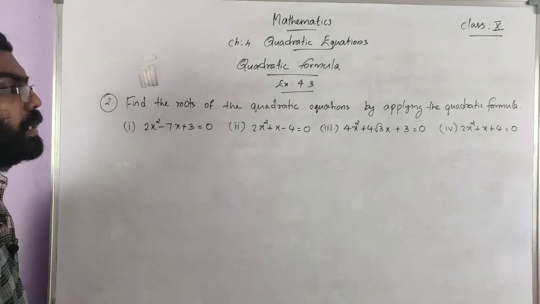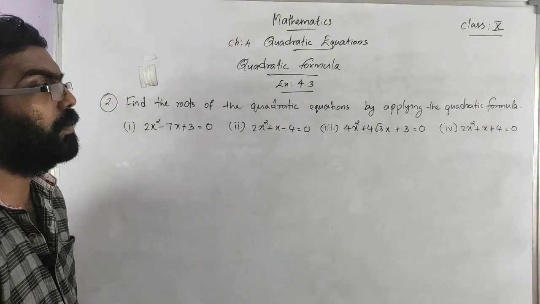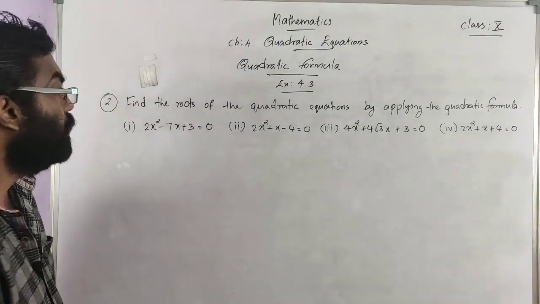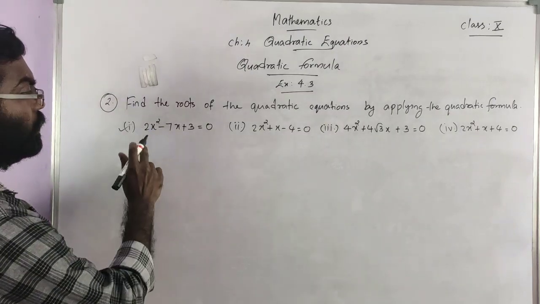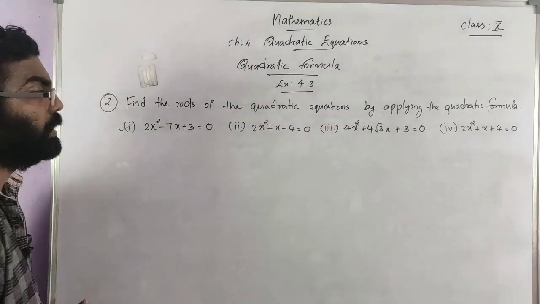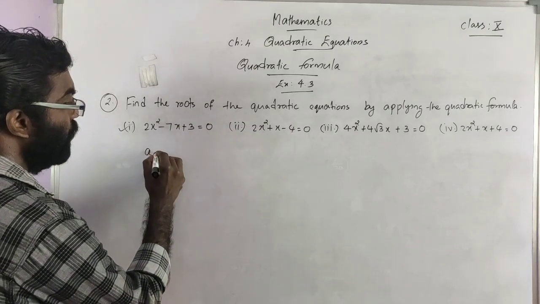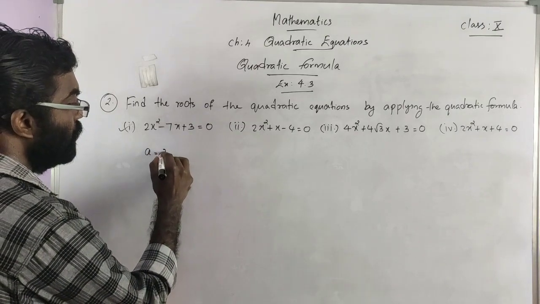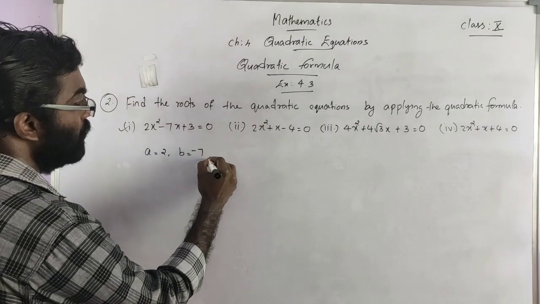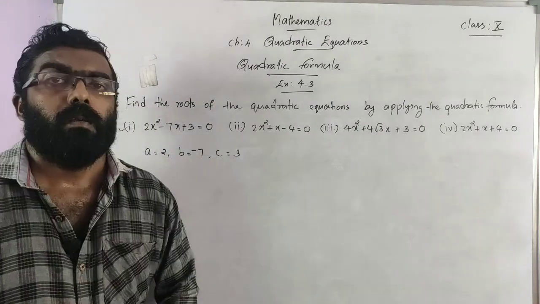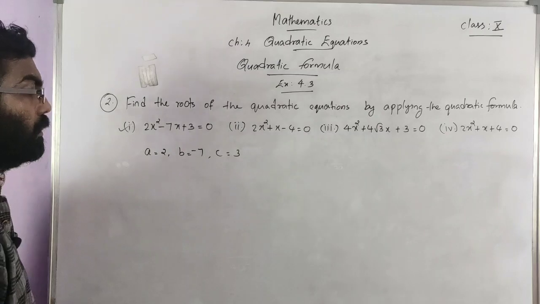Find the roots of the quadratic equations by applying the quadratic formula. First sub question is 2x² − 7x + 3 = 0. First of all, we can write the values of a, b and c. a is 2, b is −7 and c is 3. Okay. Now we can write the quadratic formula.